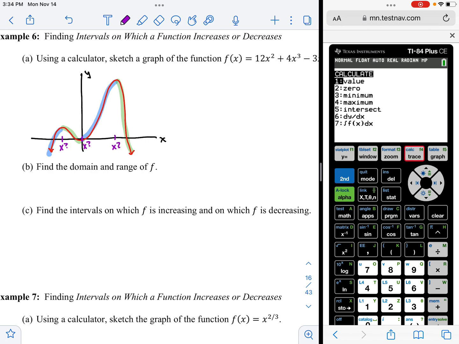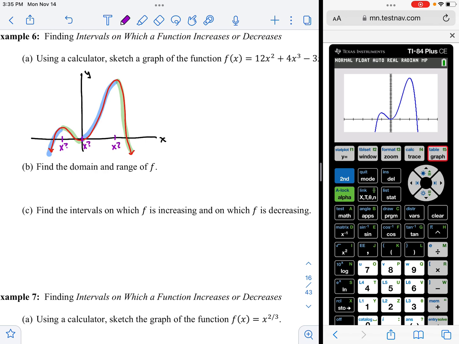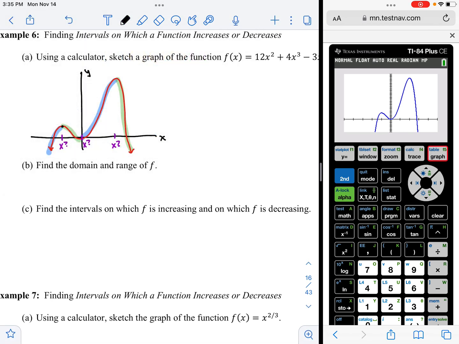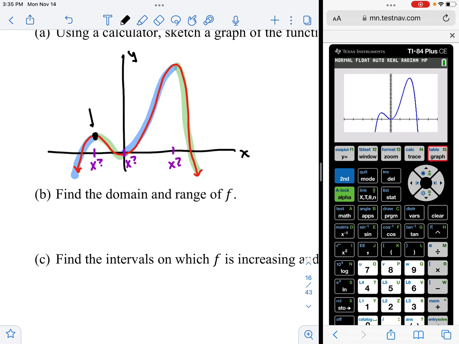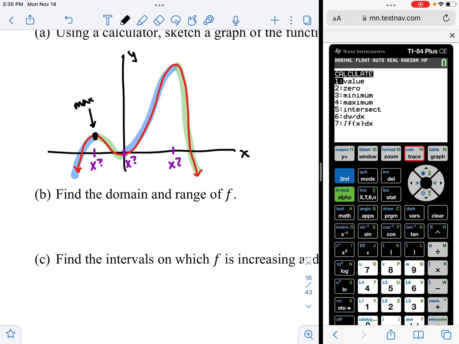So second and the trace button, which is calculate. What you'll see is two different options. Number 3 is minimum and number 4 is maximum. In this particular case, if I want this very first point, that's going to be a maximum. We'll talk more about this in the last video for this section. But this maximum will allow us to find our x value. So we're going to go to second and trace and choose option 4.